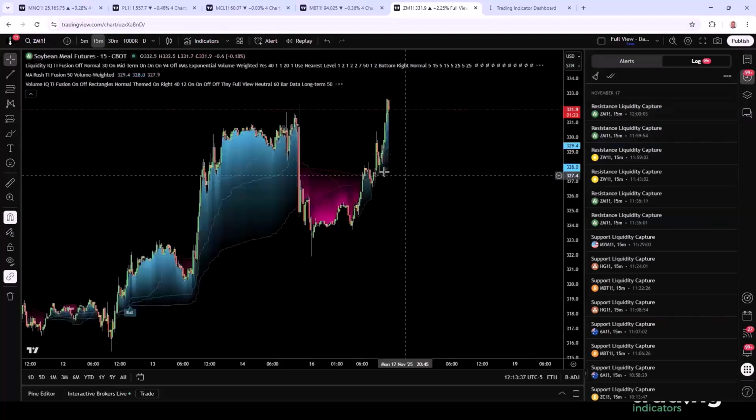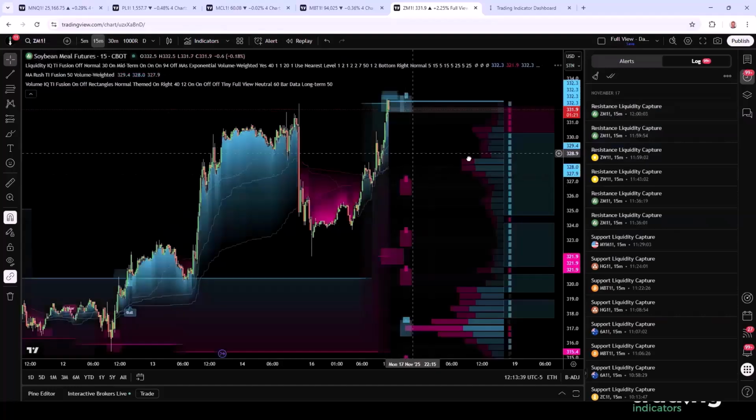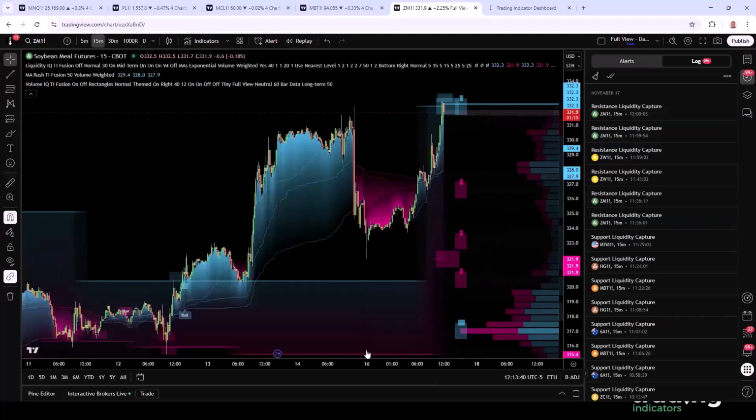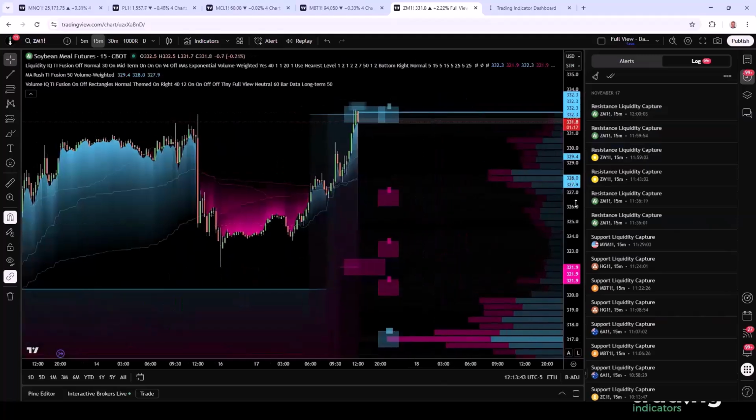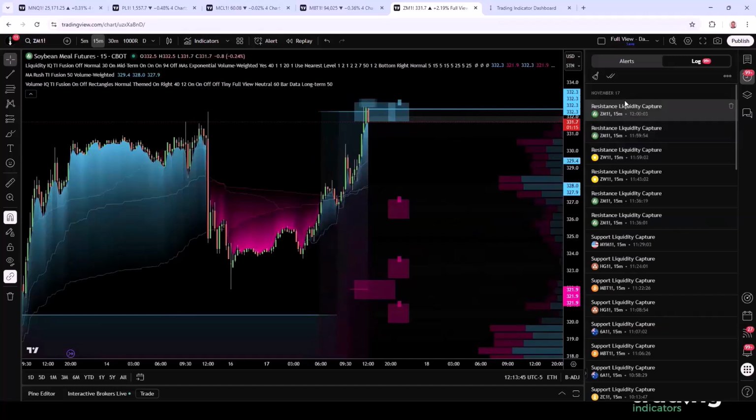Okay, so what happened here? Let's have a look. All right, perfect. So what did we see here? Well, if we go to the 12 p.m. bar, this is when this alert was triggered, we can see that we had this liquidity capture event. This is an event which I really, really like when it comes to trading because it happens when price approaches a key resistance level or a key support level.